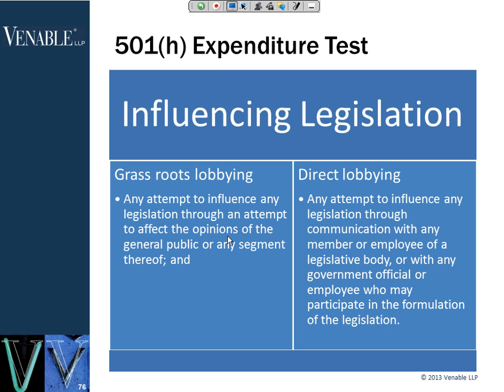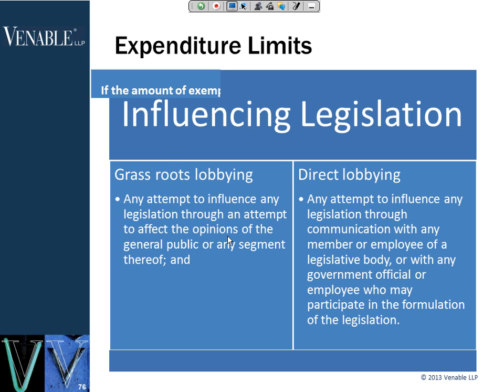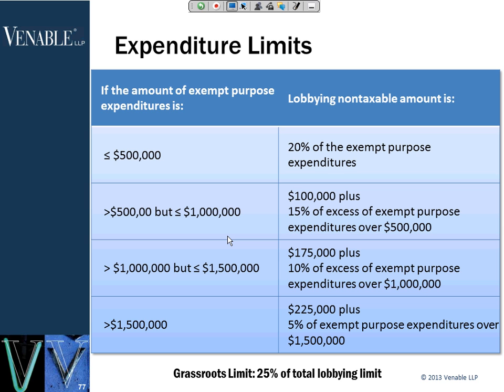Under the 501H expenditure test, an organization can ensure that it is not engaging in too much lobbying, provided that they keep their expenditures below this particular sliding scale of limits. Generally speaking, a 501c3 may spend up to 20% of the first $500,000 of its exempt purpose expenditures on lobbying, and you'll see in the chart that the sliding scale goes up depending on your exempt purpose expenditure level, up to a maximum cap of $1 million. Under no circumstance can any 501c3 organization spend more than $1 million on lobbying under the 501H election.